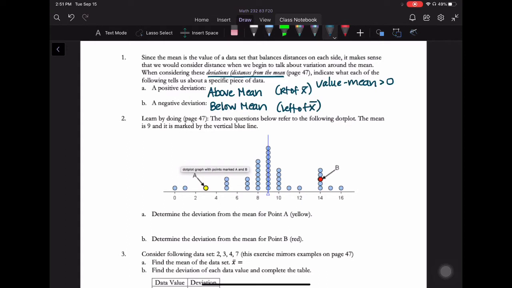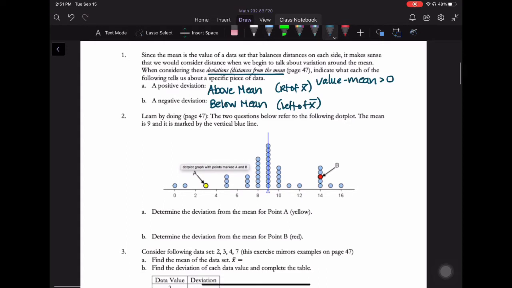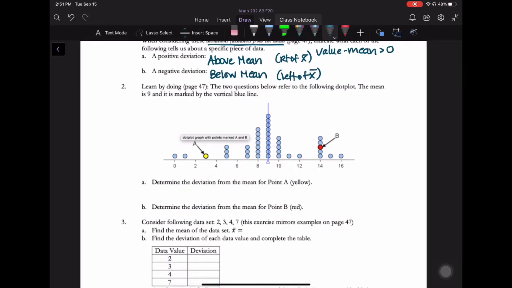On the Learn by Doing on page 47, you were asked a couple of questions. These two questions refer to the following dot plot. The mean is 9, and it's marked by the vertical blue line. They want to know what the deviation is from this yellow point right here. How far is that yellow point from the mean? This yellow point doesn't go directly above 2 or 4, but it's right in the middle, so that yellow point is 3. And the distance from 3 to 9 is going to be -6. It's to the left of the mean, which means it's below the mean.